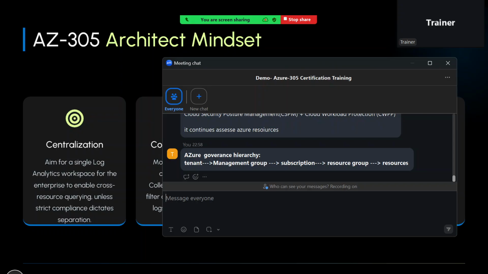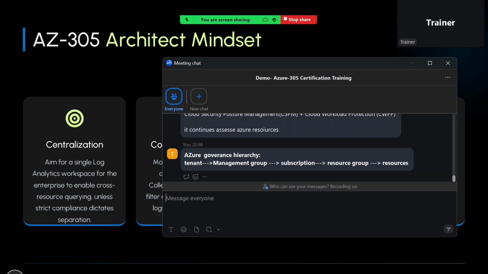If the scenario is to prevent accidental deletion of the production database, then the answer will be the cannot-delete resource lock. If every resource must include environment and cost center metadata, then the answer will be Azure tags plus Azure Policy. If there is a need to block deployment outside approved Azure regions, then the answer will be Azure Policy at the management group level.